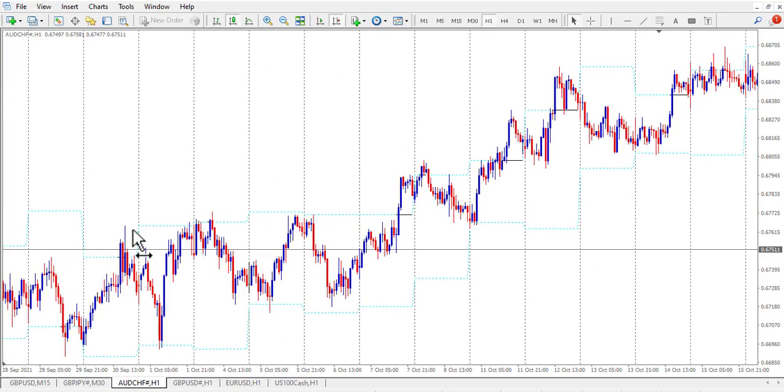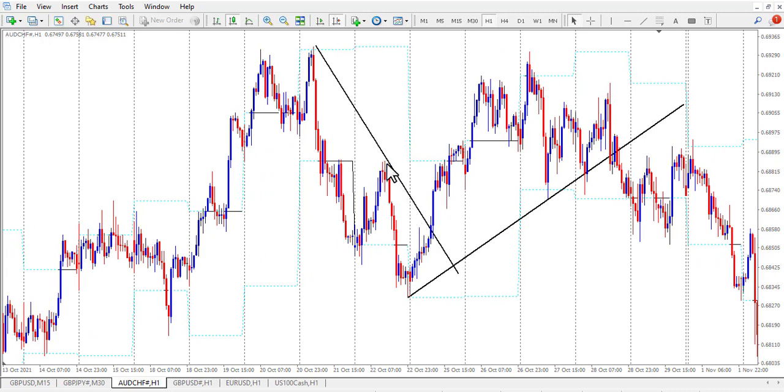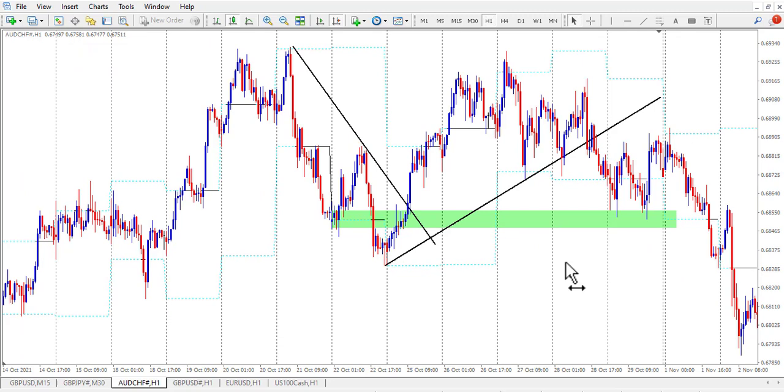Let's look at CHF. Do you see anything here? You see we have a steep trend line. As you can see, this trend line is very steep, and we are looking for a zone which we cannot find in this area, so we are not considering this.